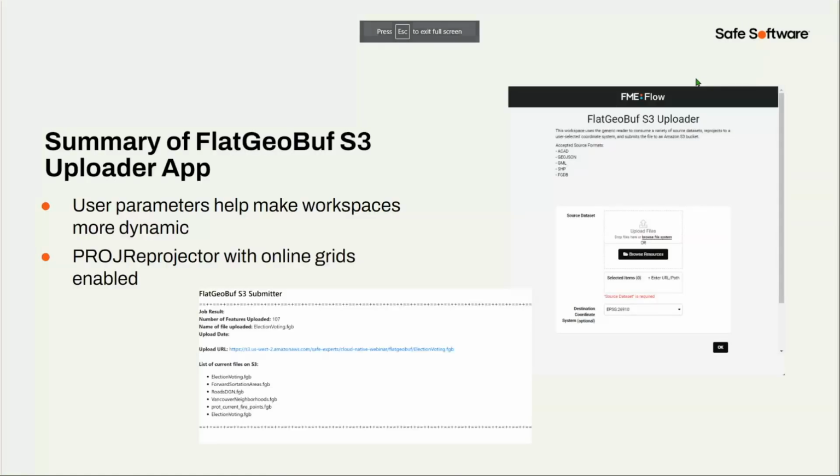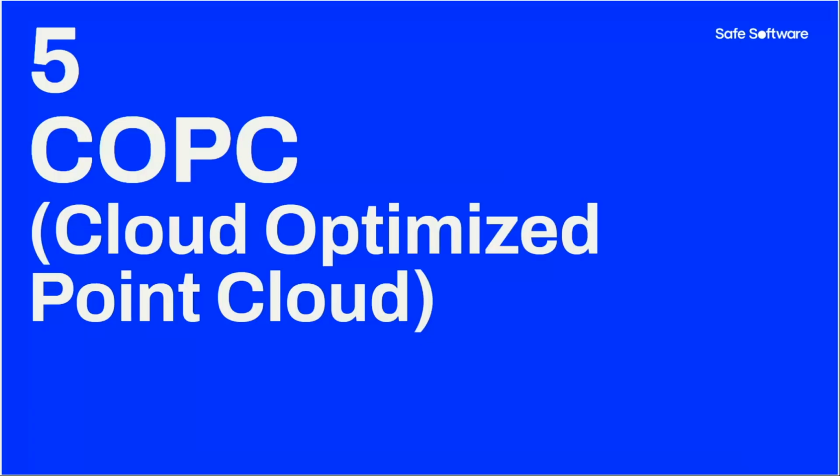So just to recap, user parameters can help make workspaces more dynamic, and the reprojector gives you a little bit more dynamic abilities too with the online grids enabled. And I think Dean's going to take over for COPC.